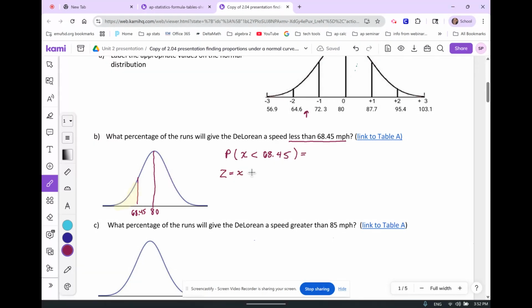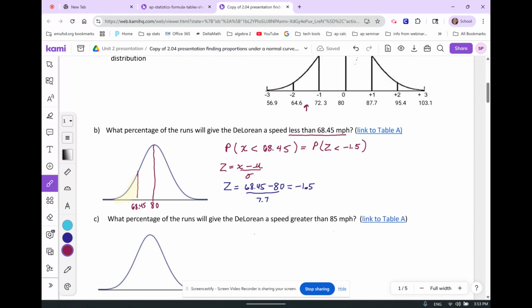The z-score formula is the data value minus the mean over standard deviation. And as we discussed before, that's something you're going to have to memorize. So z is equal to 68.45 minus 80 over the standard deviation of 7.7. And when you put that in your calculator, you're going to get -1.5. So we just converted our speed into a z-score, and so we're finding the probability now that the z-score is less than -1.5.